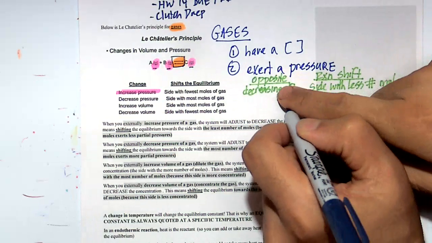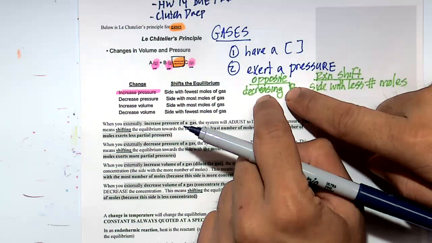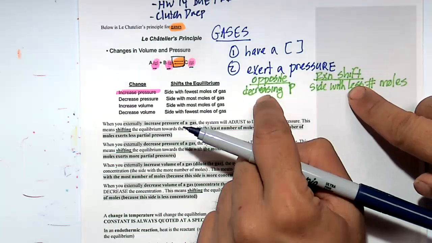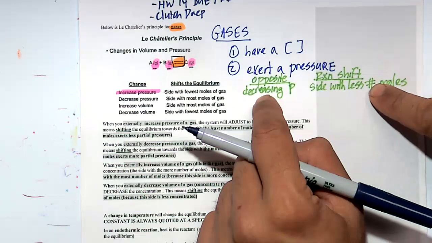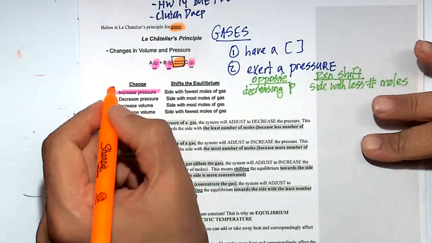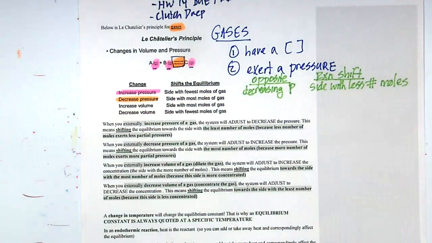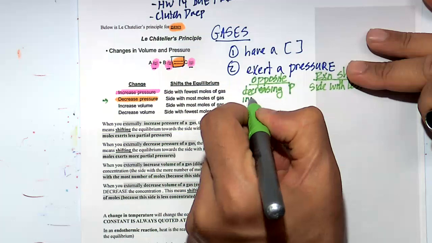What is the opposite of increasing the pressure, dealing with gases? The opposite is decreasing pressure. So where will the reaction shift? It will shift to the side with less pressure. Which side has less pressure? The side that has the lesser number of moles. That's how you want to do these types of problems. Now let's say you decrease the pressure. What is the opposite of decreasing pressure? The opposite of decrease is increase.